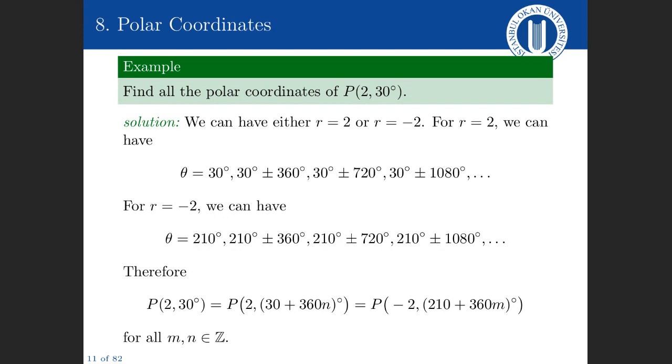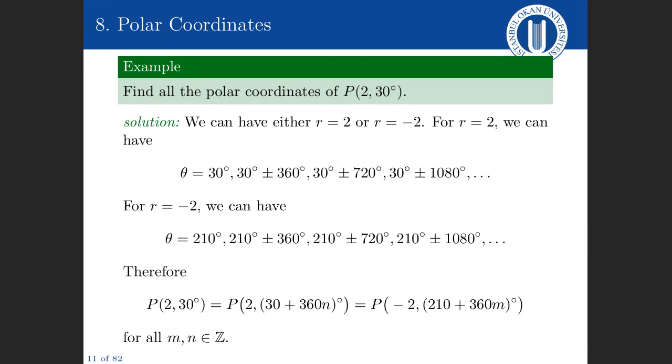Next, what happens if r is -2? Well, we could have 210 degrees. Why 210? Because 210 is 180 plus 30. In other words, 210 points in the opposite direction from 30 degrees. And then, as before, we could do the 210 and then go round an extra time. Or we could go around 2 extra times or 3 extra times, etc. So we could have 210 plus or minus 360, 210 plus or minus 720, etc.